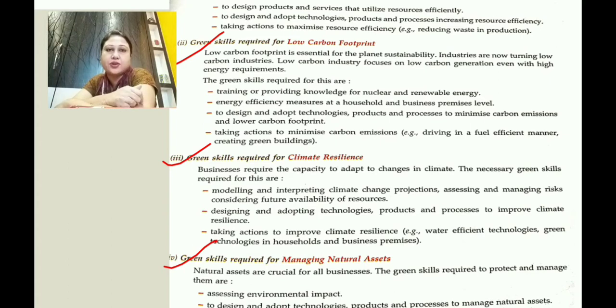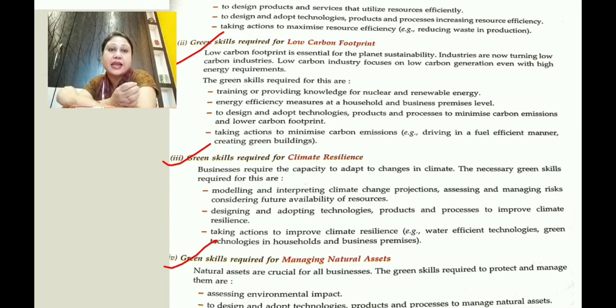Then taking action to maximize the efficient production of resources, and for example you can see reduction in waste production, okay. Then next one is green skills which are required for low carbon footprint. That means low carbon footprint is again essential for the planet's sustainability, and industries are now turning into low carbon industries. And low carbon industries focus on low carbon generation even with high energy requirements. And the green skills which are required for these are training and providing proper knowledge for nuclear and renewable energy. And we have then energy efficiency measures, okay, which should be taken up at household and business premises also.